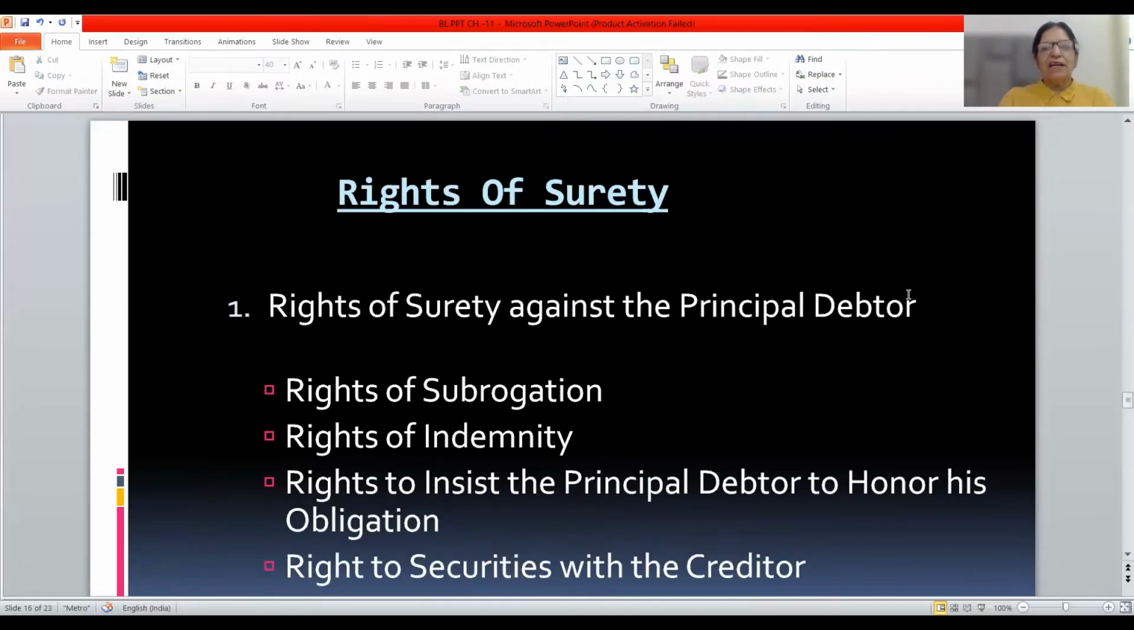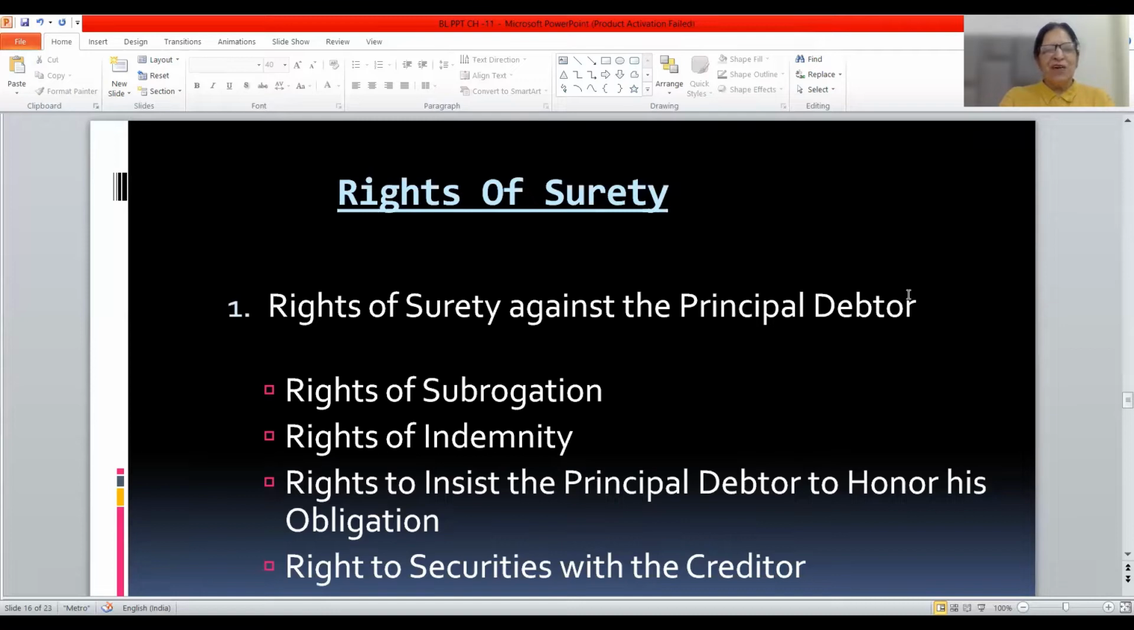Now I'll take up the heading rights of surety. Another very important question which is asked in the examination: describe the rights of surety against different parties. Or, it may be describe the rights of surety against the principal debtor, creditor, and co-surety. So if it is against the different parties, then the student should know which are the different parties. So different parties are principal debtor, creditor, and the co-surety.